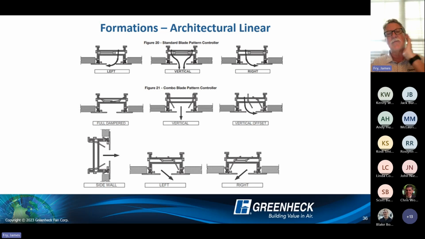The one in the middle on the top frame would be called vertical. That gives you a downward throw, but very limited. So if you had a standard height ceiling of 10 foot and below, that would be a good application. We would recommend, if you had a very high ceiling, to use our combo blade pattern controller. As you see in the middle there, those two products can be pinched together to jet the air down in a direction that you desire. Or on the sidewall, we highly recommend using the combo blade pattern controller. So on the lower left is our visual of our sidewall installation.